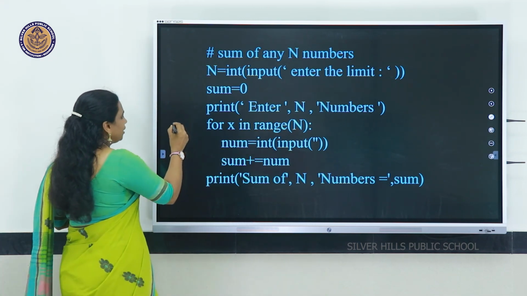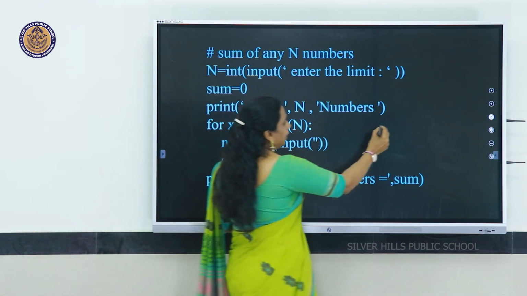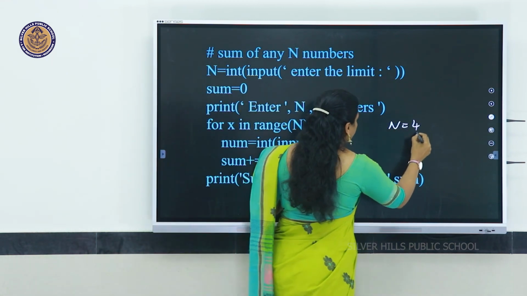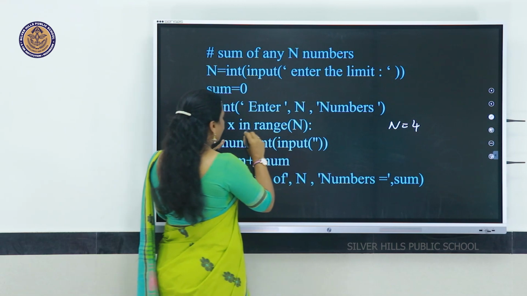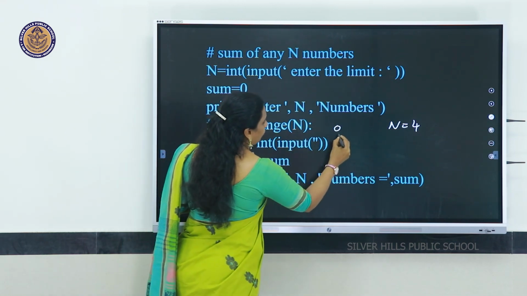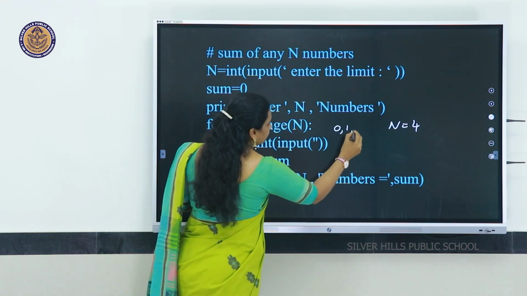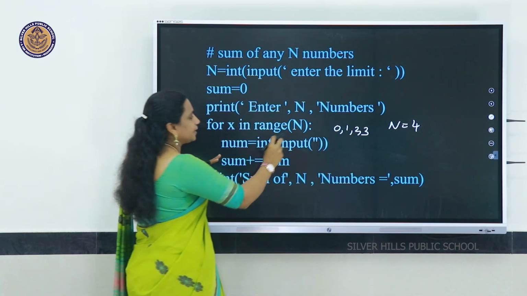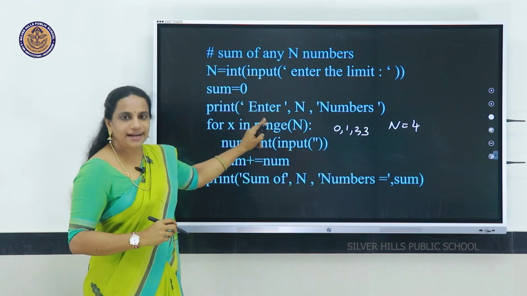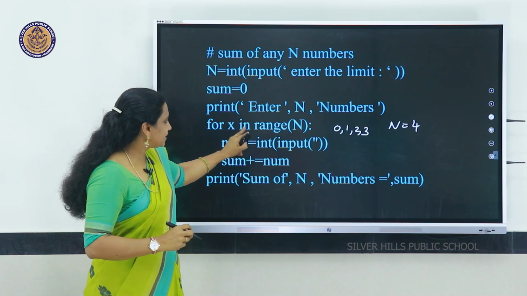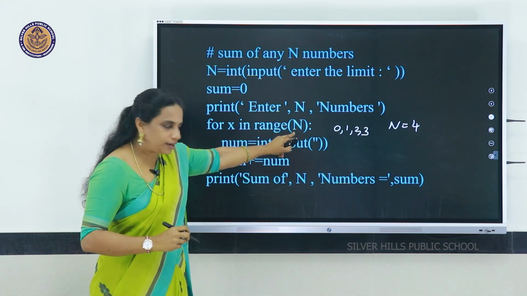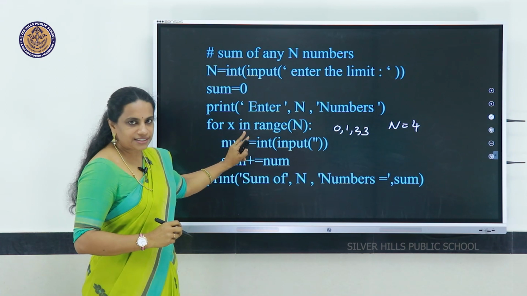Suppose the value of n is given as n is equal to 4. Then for the values of x, that is 0, then 1, then 2, then 3, 4 times the for loop will be executed. Okay, for x in range of n, 4 times the for loop will be executed.